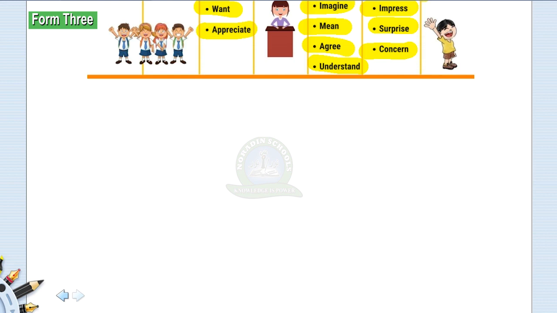So look, if I am going to make a present continuous tense passive voice, all I have to do is this. Look, this is a present continuous tense. Okay, present continuous. Present continuous. Okay, present continuous. This is a present continuous tense.